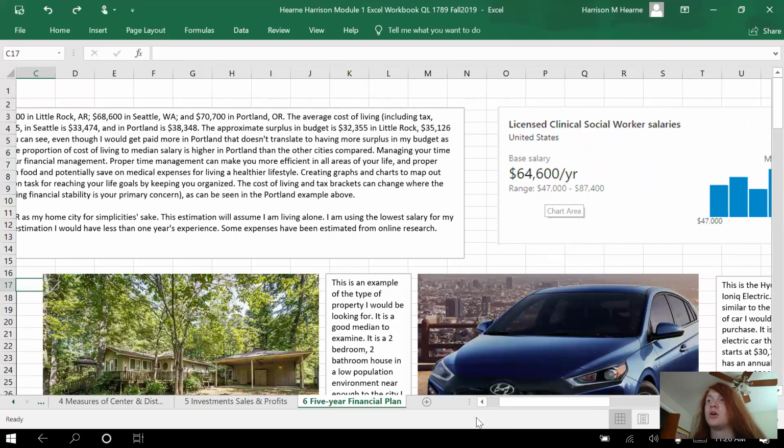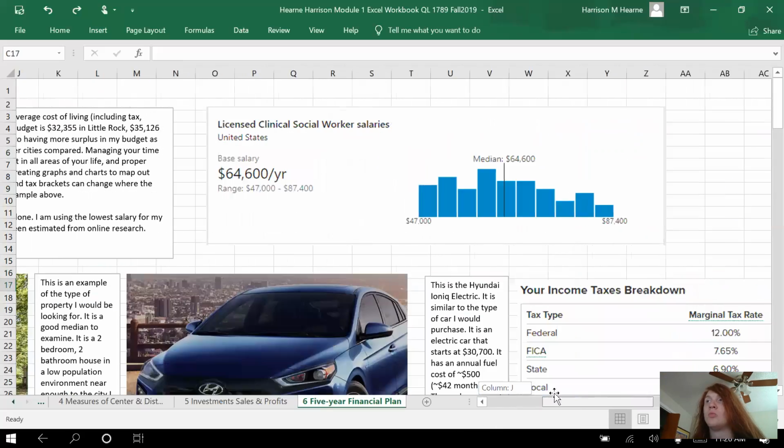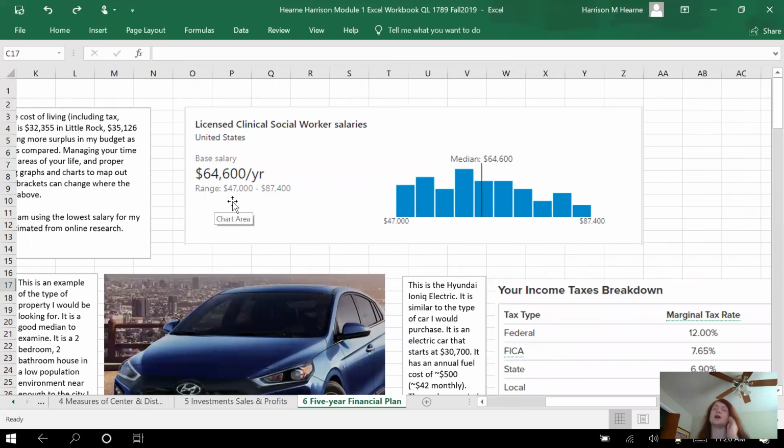I also use that because once I do get my LCSW, I would be on the lower end of experience. So typically, the less experience you have, the less money you will make, typically.